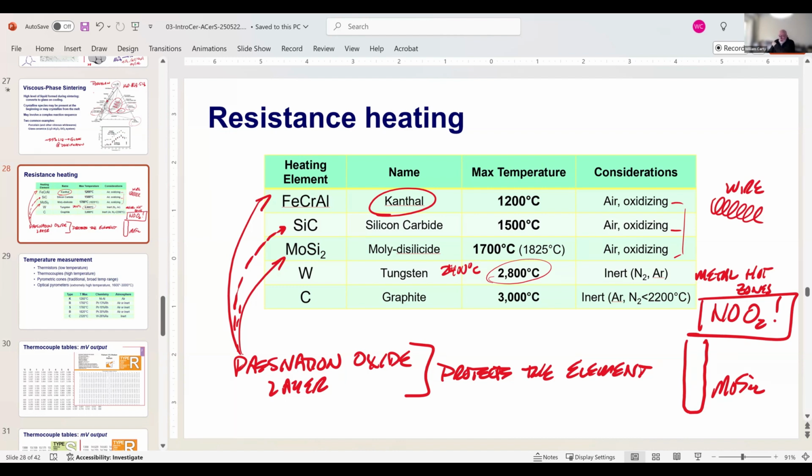And then our champion here is graphite. And graphite is 3000 C. It's inert in argon, typically. These can also be, by the way, vacuum.